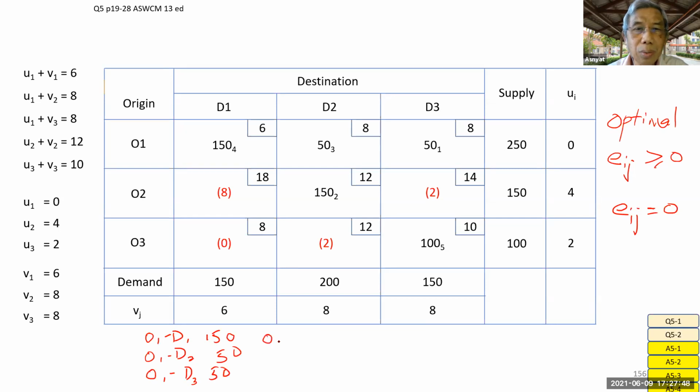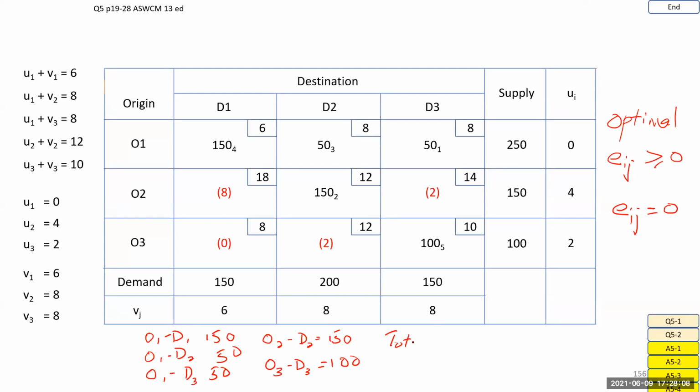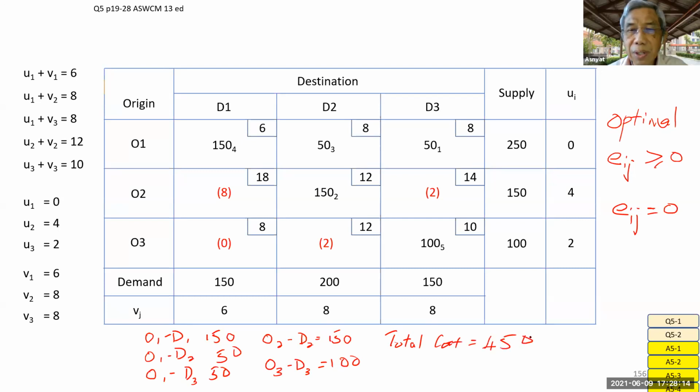Then O2 to D2, how many units? 150. O3 to D3, 100 units. What's the total cost? Can someone compute? 4,500. Total cost 4,500. Maybe it's dollars. So 4,500.